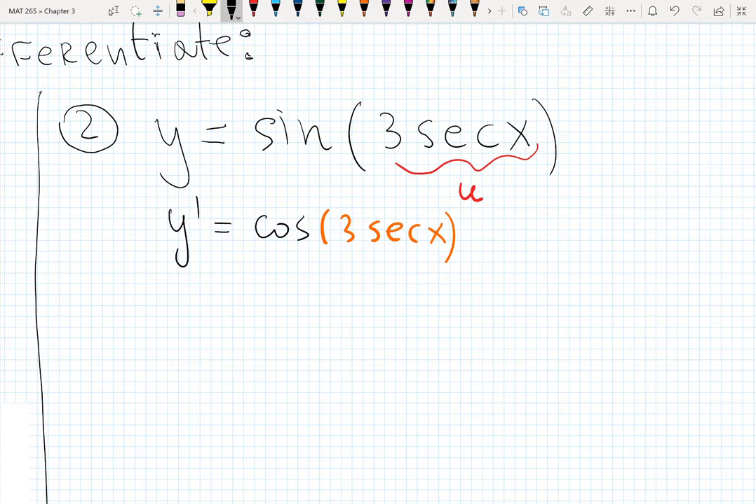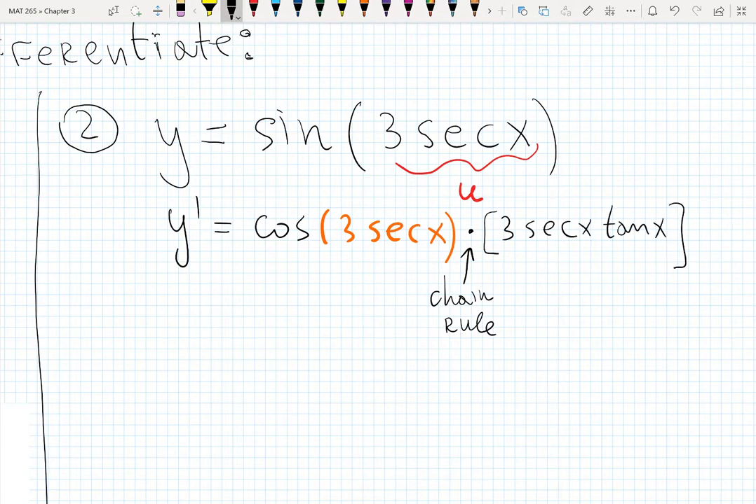I never differentiated 3 secant, so that's where chain rule comes in again and says, wait, you differentiated the function outside, but I see there's something inside. Go inside and differentiate that. What's inside? 3 secant. What's the derivative of 3 secant? Perfect. 3 secant x times tangent x. You guys hopefully are already good at this. Secant, when you differentiate it, copies itself and then multiplies by tangent. That's it. Chain rule.